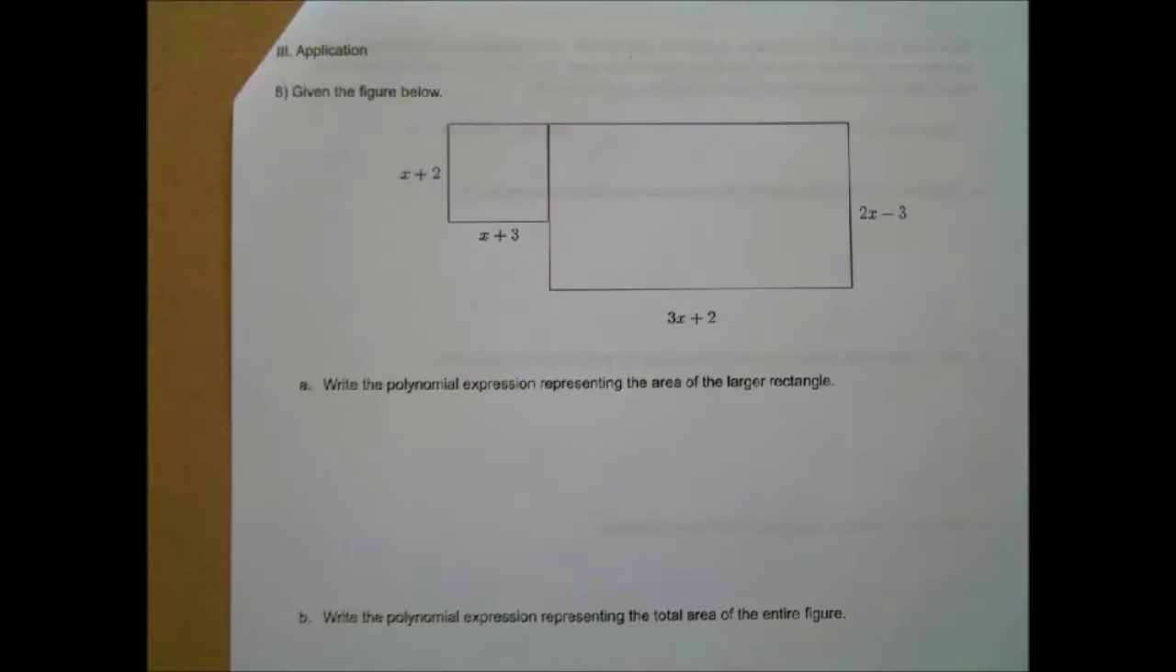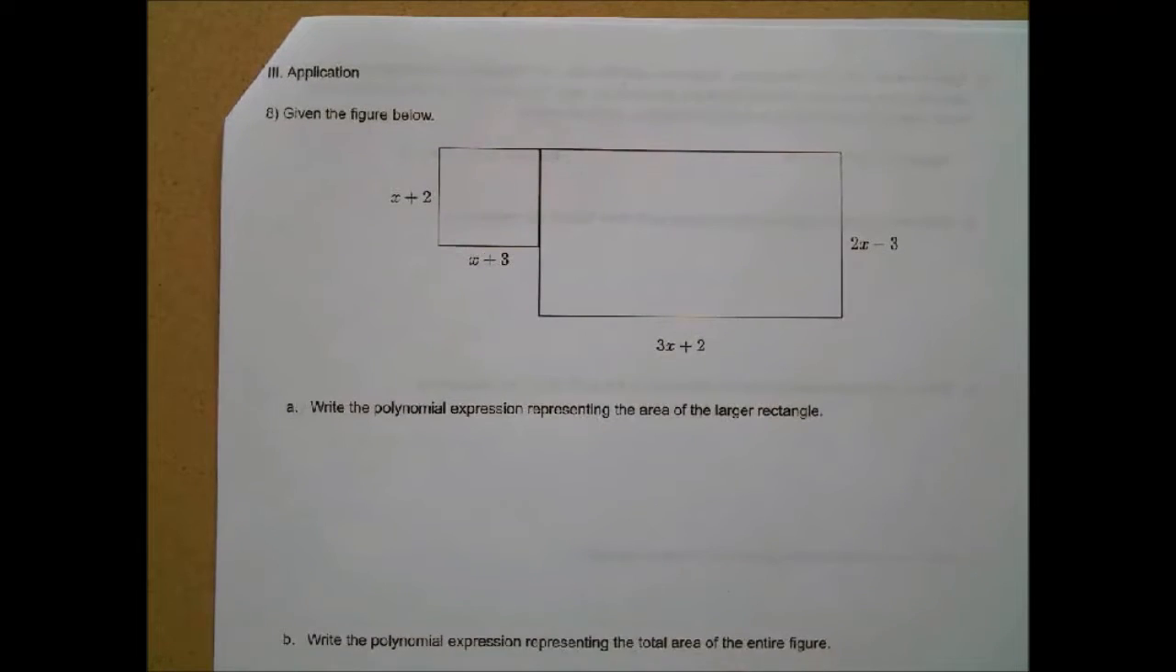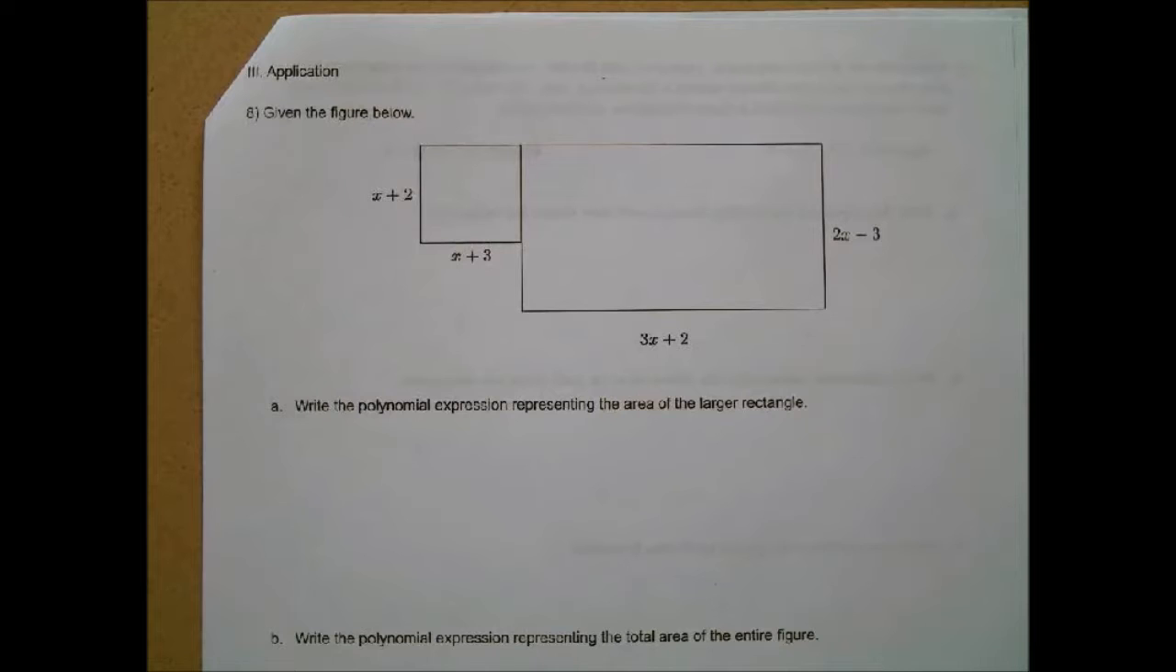Number 8. Moving on here, folks. Turn the page. Write the polynomial expression representing the area of the larger rectangle. How do you find the area of a rectangle? Multiply the sides. Length times width. I want you guys to go ahead and do letter A here for number 8. 8A, write a polynomial expression representing the area of the larger rectangle. So go ahead and do it. Write the expression for the area of this larger rectangle here.